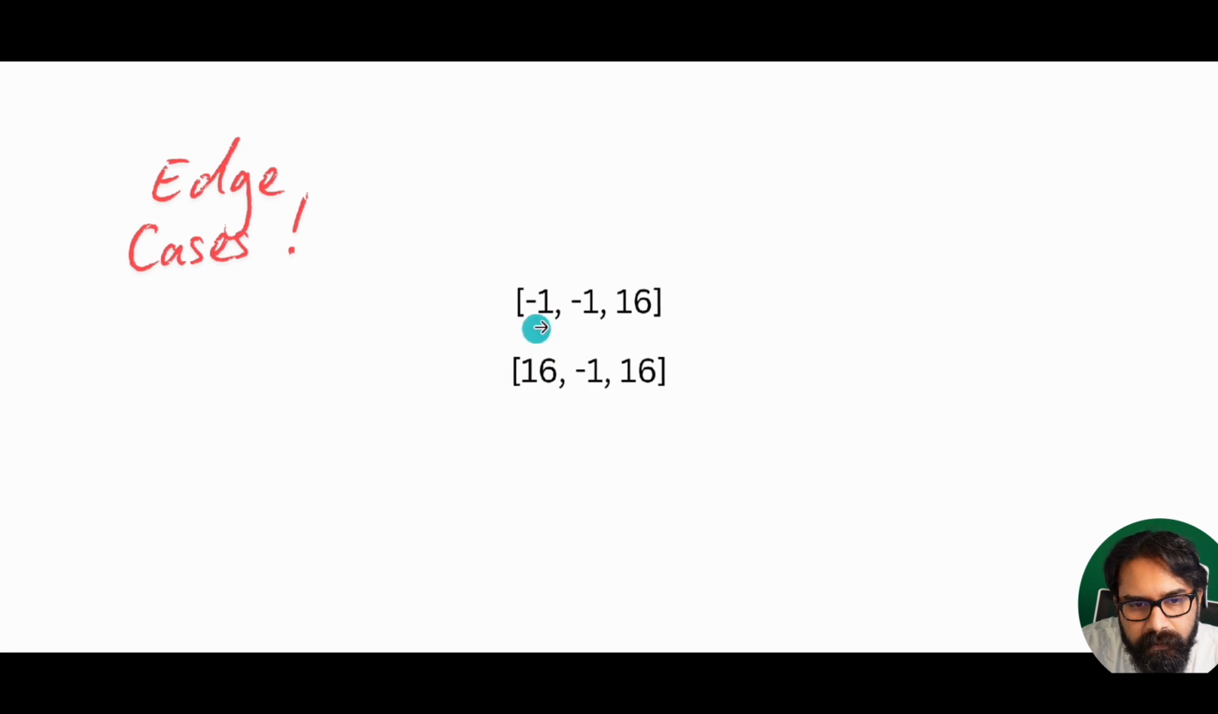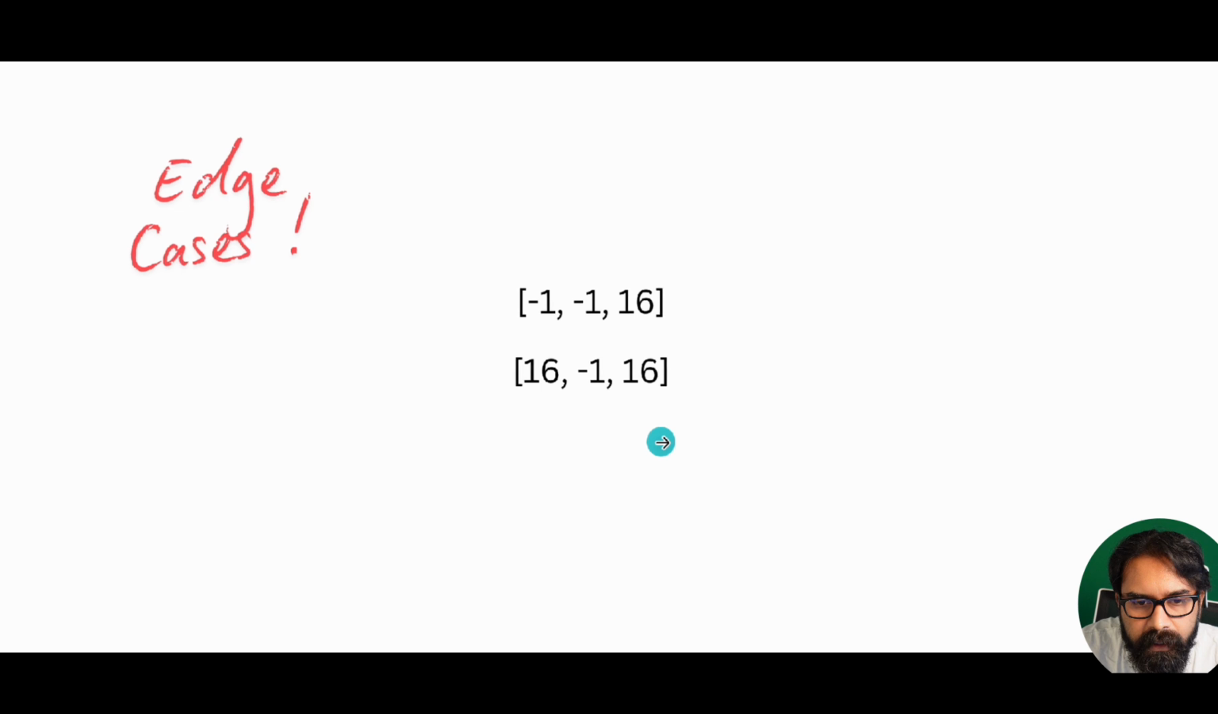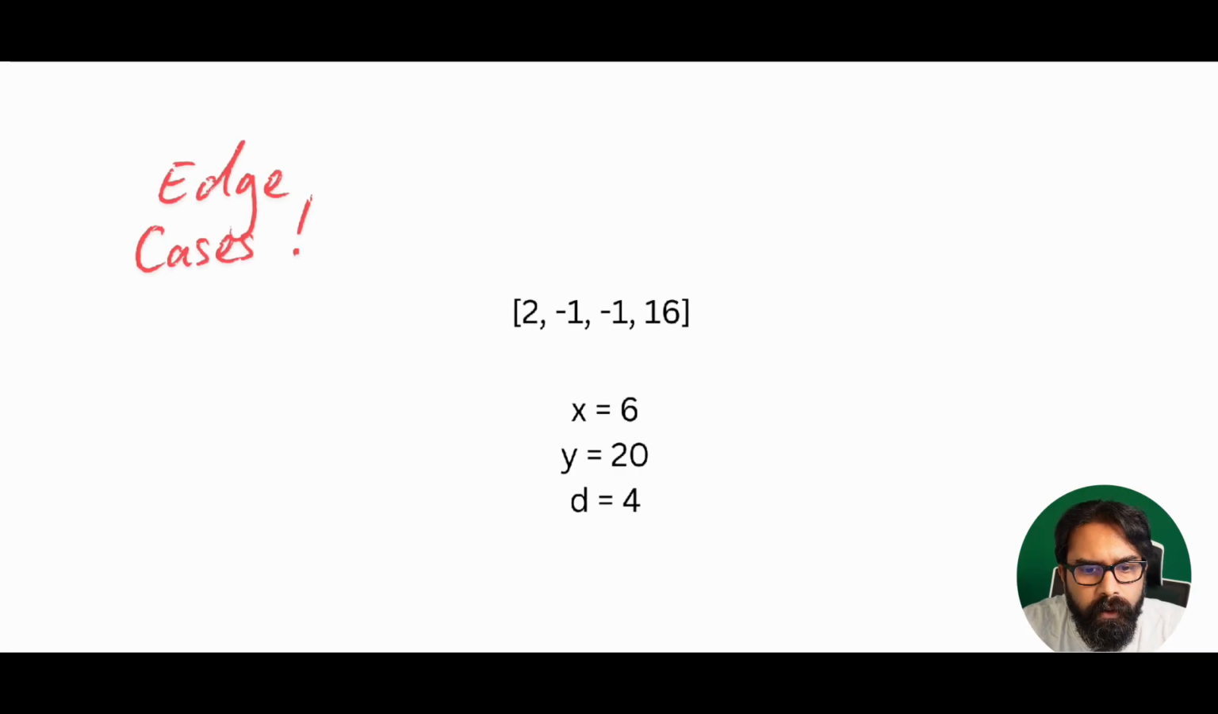That's because if it begins with -1, we can simply do this, and the adjacent element difference can just remain the same on either side. So we might actually come up with an answer like D is equal to 4, X is equal to 6, and Y is equal to 20. We can quickly verify that X minus 2 is actually 4, and 20 minus 16 is actually 4.